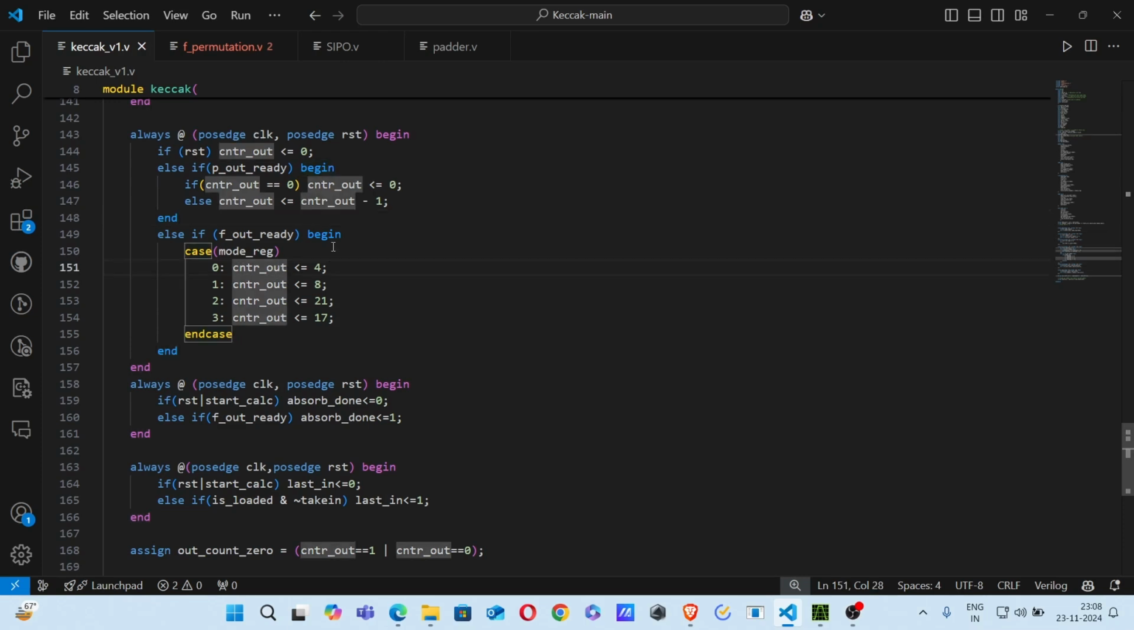There is already one counter if you remember in the padder module. There is also one more counter and this is used for the piezo module. So piezo loads in data parallelly and shifts out serially. Depending on the algorithm, the output length can vary. So the number of cycles the piezo must shift the data out also varies.